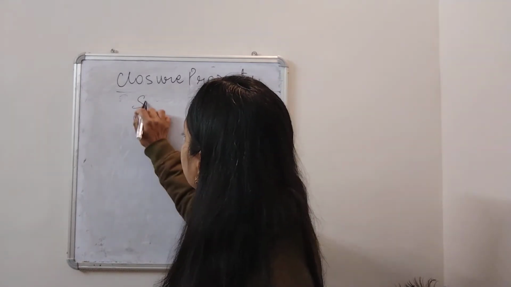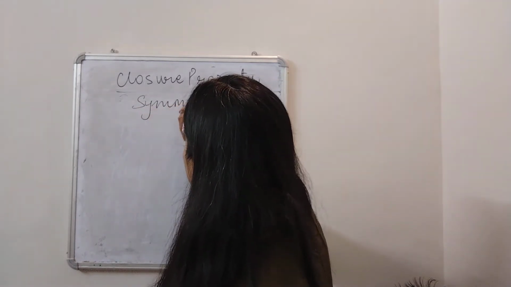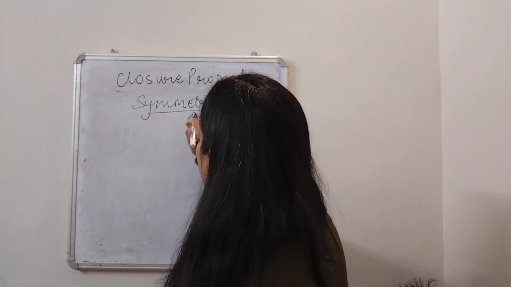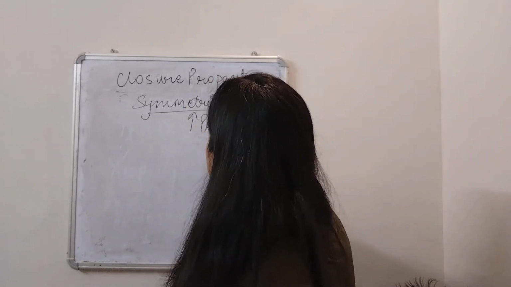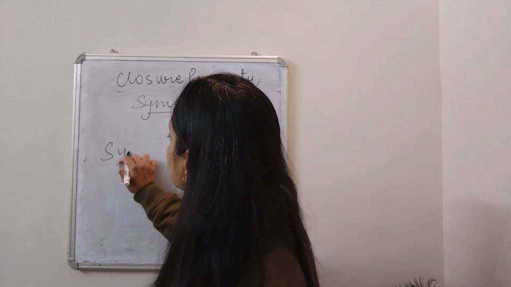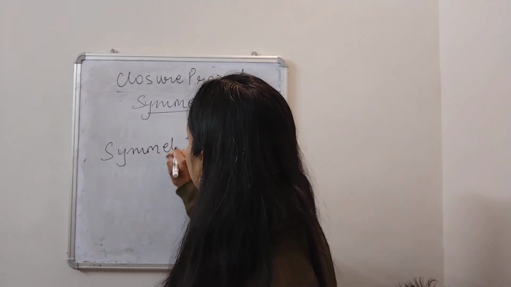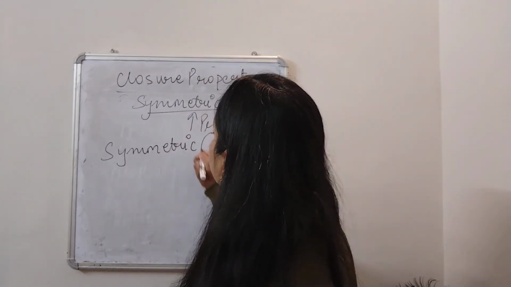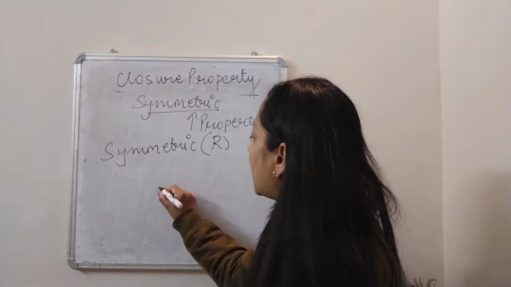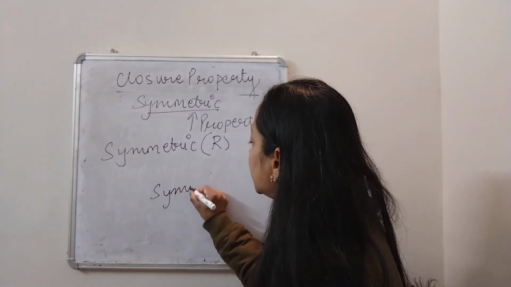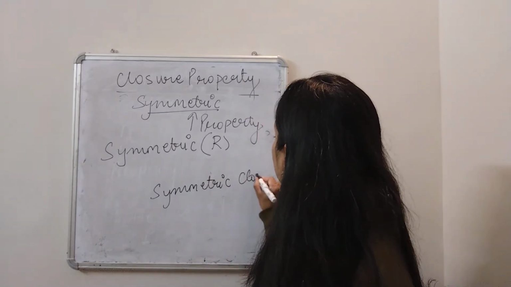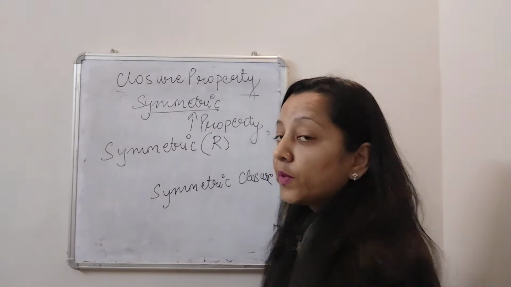Similarly, if the relationship is symmetric, then what is the property? The property of the relationship is that it is symmetric. So instead of P I will write symmetric. And if I am representing my relationship set with capital R, I will write symmetric R. So this means it is a symmetric closure.